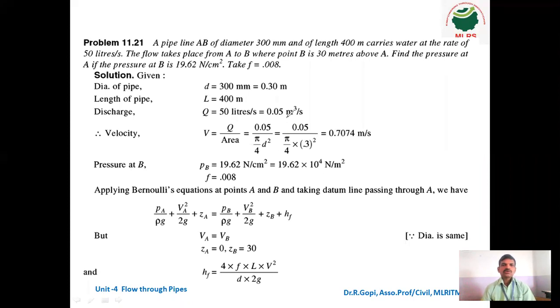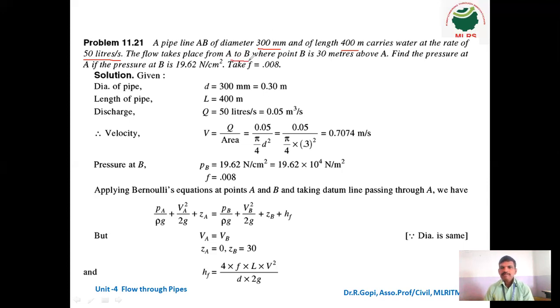I'll read the question. This is also one of the simple problems. A pipeline AB of diameter 300 mm. So there is a pipeline, and its two ends are, one end is A, another one is B. One end is 300 mm diameter, and the other end is also 300 mm diameter, the same. The length of the pipe is 400 meter. It carries water at the rate of 50 liters per second.